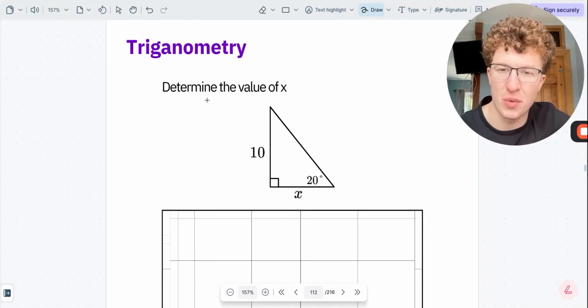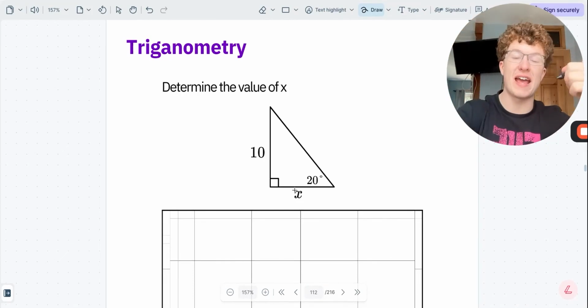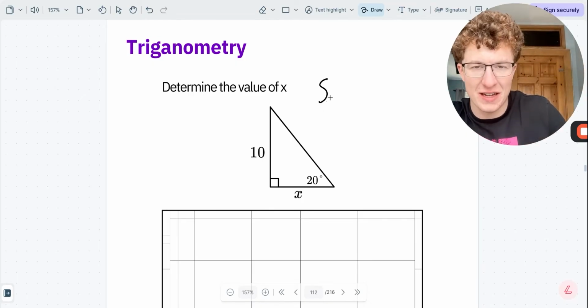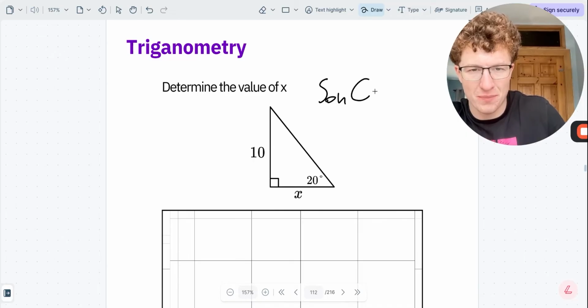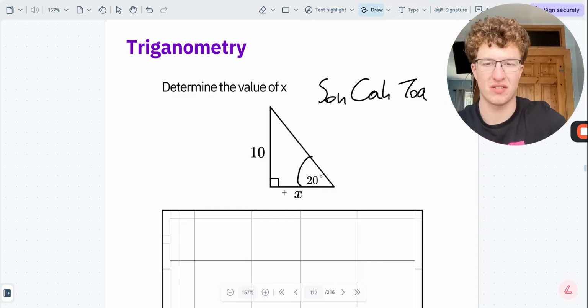Okay, this question here, we want to determine the value of x. X is a side length here. We have an angle and we have a side. We want another side. Instantly, SOH CAH TOA. We have a side length, we have an angle, and we want the final side. We're always going to do SOH CAH TOA.